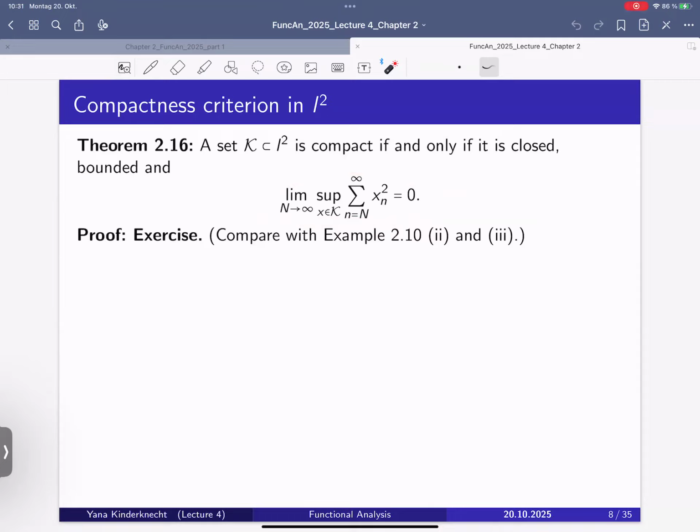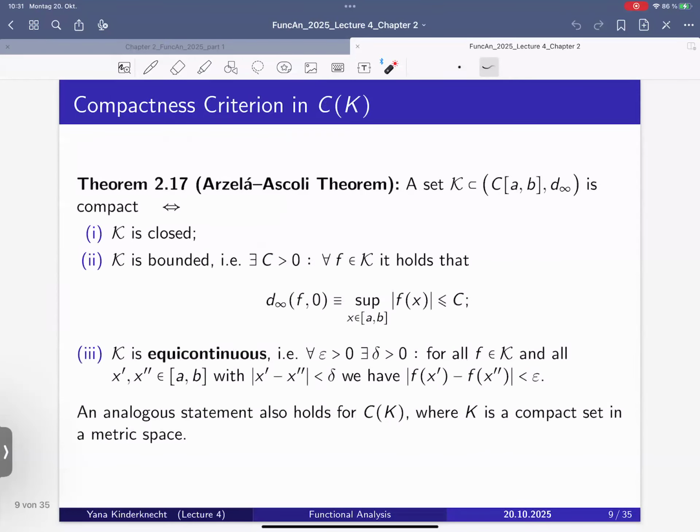So you may feel what's going on here. But as I said, this allows you to control all coordinates starting from any fixed one. Okay, so this is an exercise, and let us go further.